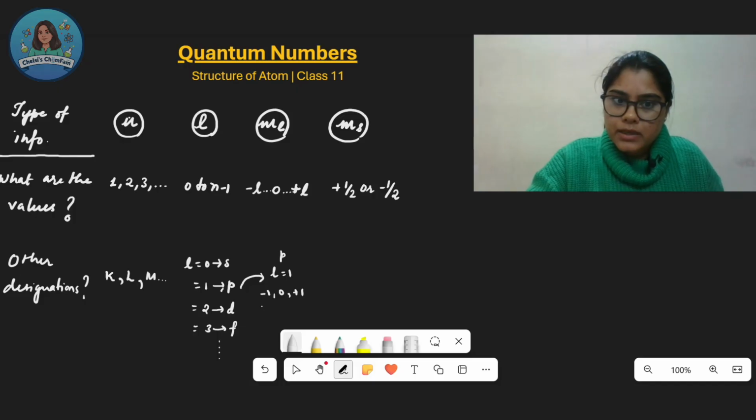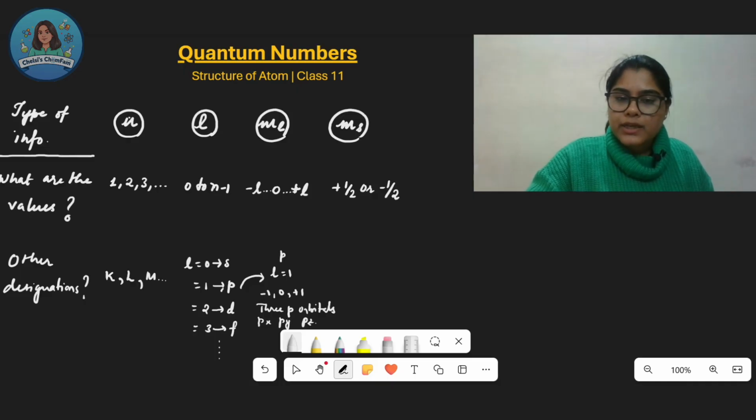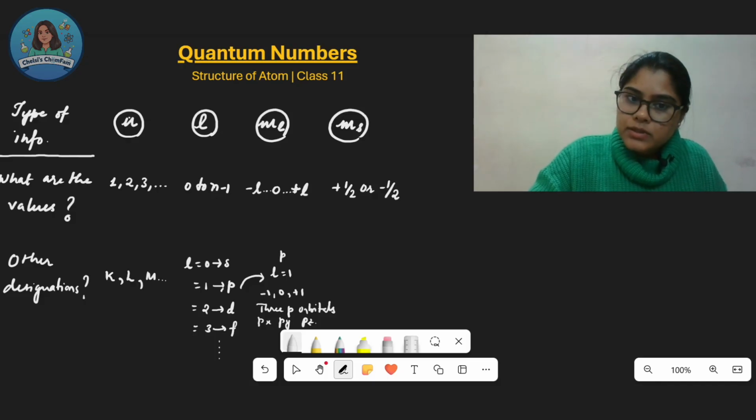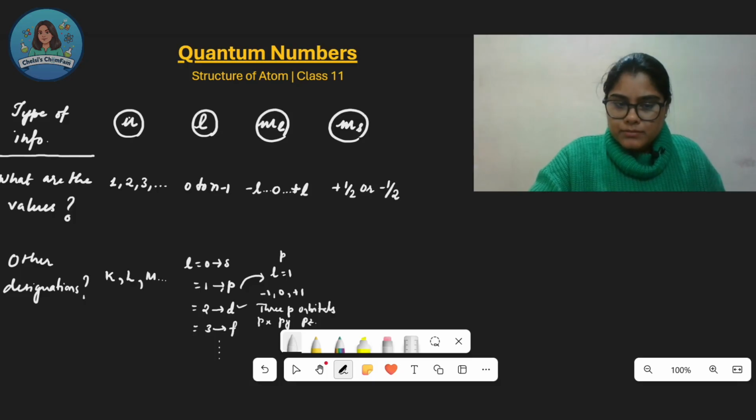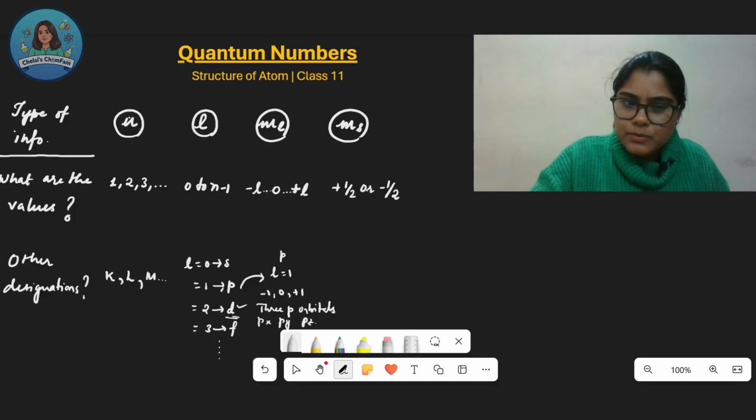Within the p subshell, there will be 3 p orbitals. What are those? px, py, and pz. How do they differ? In their orientation in space. One is along the x-axis, another is along the y-axis, and the third is along the z-axis. The same thing will be applicable, in a similar pattern, in the case of d also, f also. Mostly you will be limited up to d, nothing more than that.